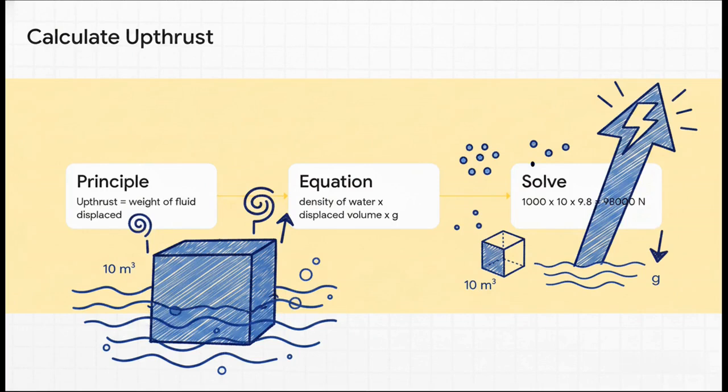Okay, so that's the downward pull. But what about the water pushing back? Since the block is completely submerged, it's displacing its entire volume, all 10 cubic meters of it. If we multiply the water's density of 1,000 by that displaced volume of 10, and then by our gravity constant of 9.8, we find the water is generating an enormous 98,000 newtons of upward thrust.